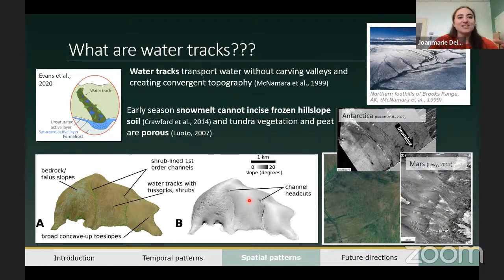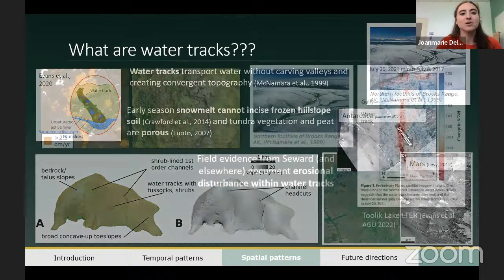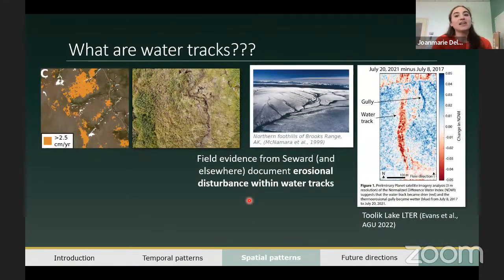But all of this is to say that water tracks are really interesting, unique flow paths in permafrost landscapes that are between hill slopes and channels. They're between one and the other. And in my landscape and in the landscapes of others who are working on permafrost landscapes that have water tracks, it seems like there's a lot of erosional disturbance within water tracks. So we have trends in warming, trends in wetting, and these are two forces that are working to disrupt this thing that is not quite a hill slope, not quite a channel.